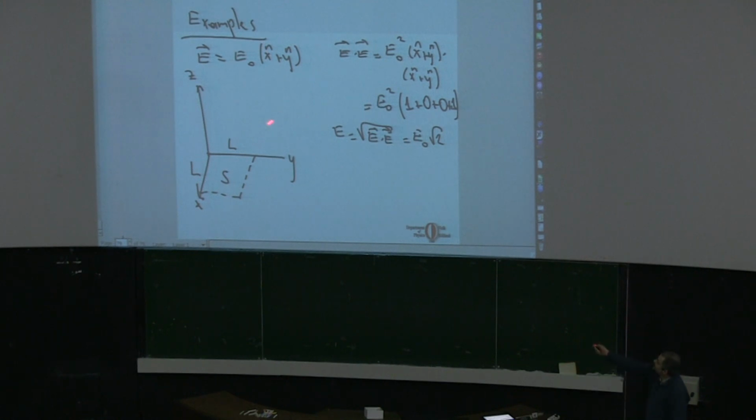Now if you see, this electric field is in fact pointing along this diagonal. So this is our X, this is our Y, this is the Z. So the electric field everywhere is pointing in this direction. The electric field lines are just straight lines in that direction.